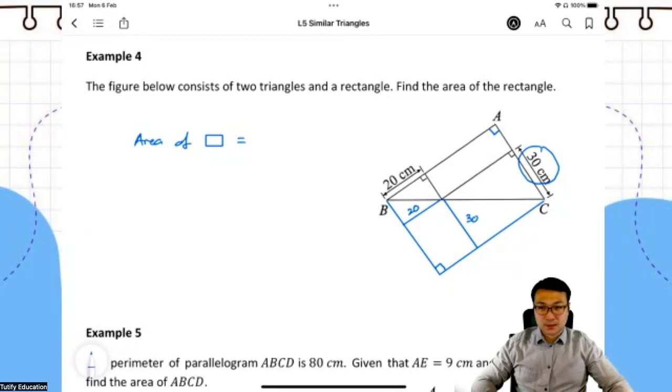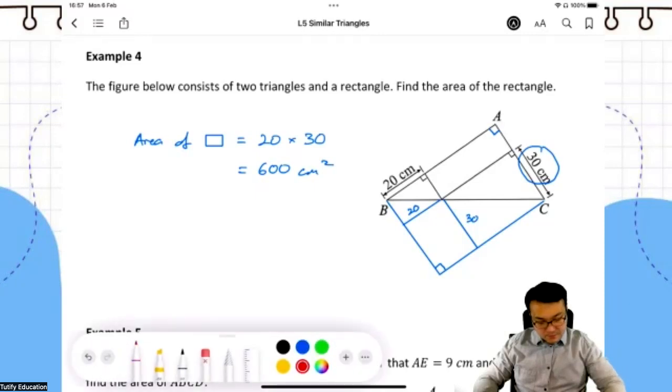Andriel, let me ask you something. Can you find the area of this rectangle? Yes. What times what? 20 times 30. So you typed your answer as 100. Oh, I thought you meant to find the whole rectangle. 20 times 30, what's the answer? 600. There you go.